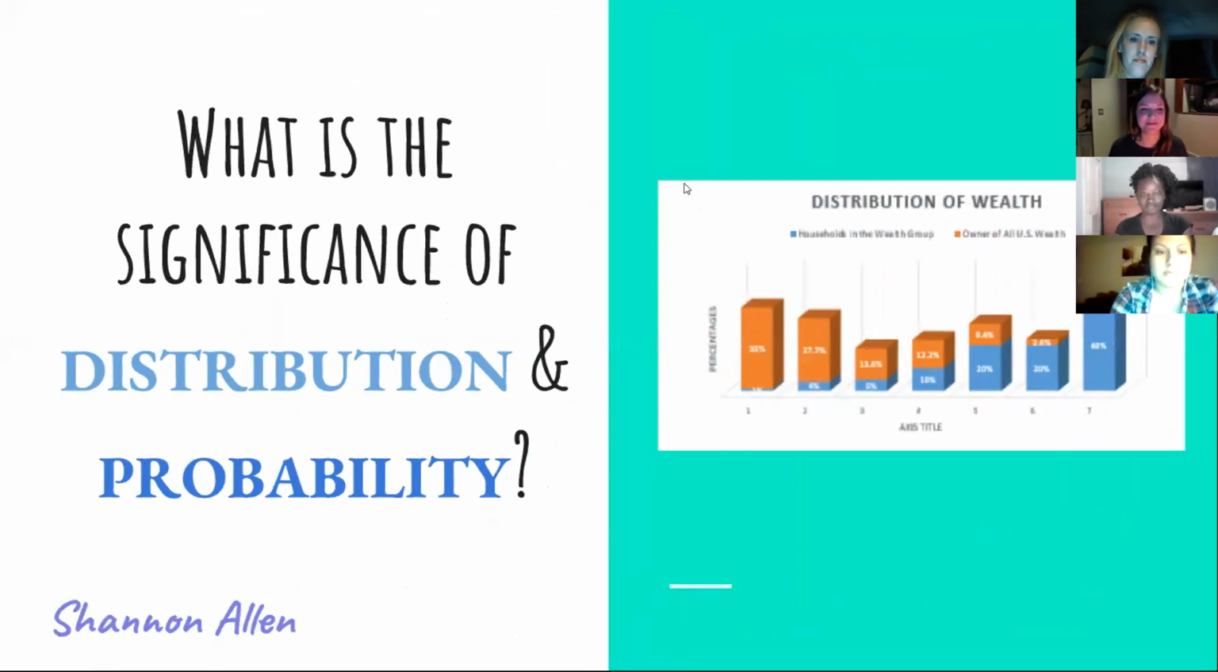Gotcha. Okay, Shannon, what is the significance of distribution and probability? Well, distribution is the way something is shared among a group or an area, and it shows the possible values of data and frequency of occurrence, and it's divided by the number or a percentage. Probability, on the other hand, is the likelihood of a particular event occurring, and it's measured in the ratio of favorable cases to the whole number of cases.